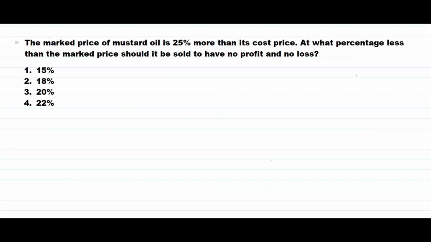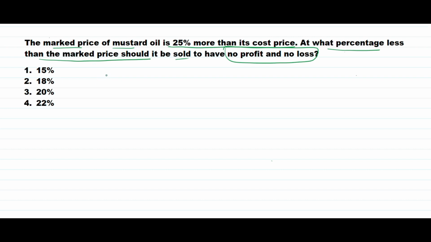See this question here. They said the marked price of a mustard oil is 25% more than the cost price, and they asked us to find what percentage less the marked price should be so that there is no profit and no loss. This problem can also be done in two ways. One is by formula, another is by procedure. I'll say both the ways.